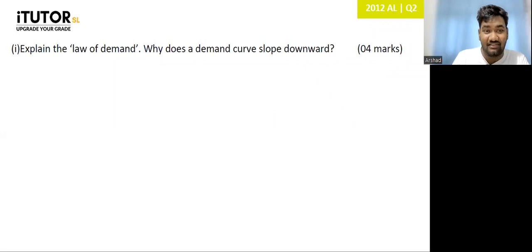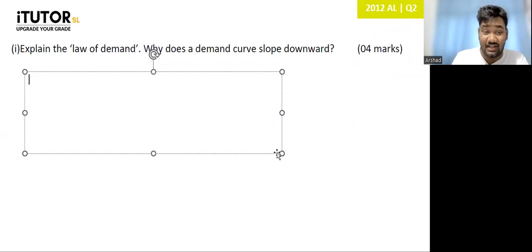I'll copy and paste someone's definition. What is the law of demand, guys? The law of demand says that there is a negative relationship between price and quantity demanded, while all other factors affecting demand are held constant at a given point of time. That is a complete definition.